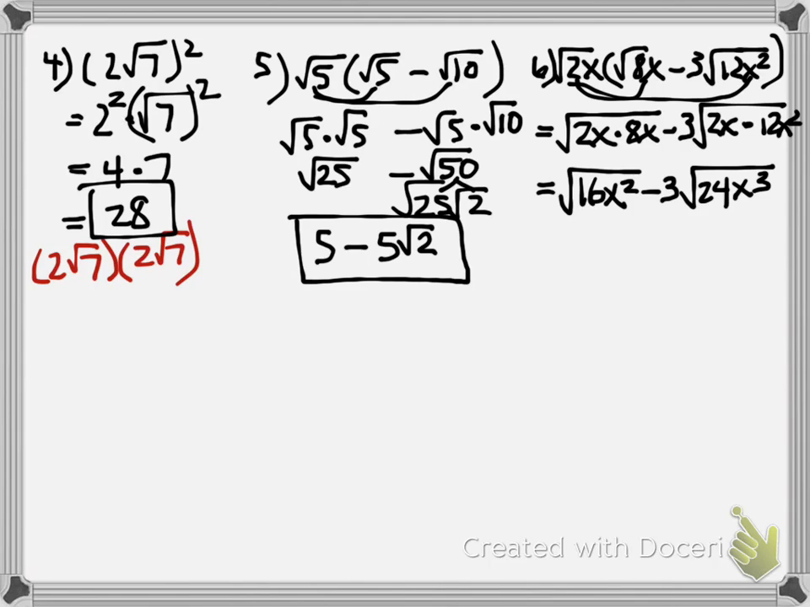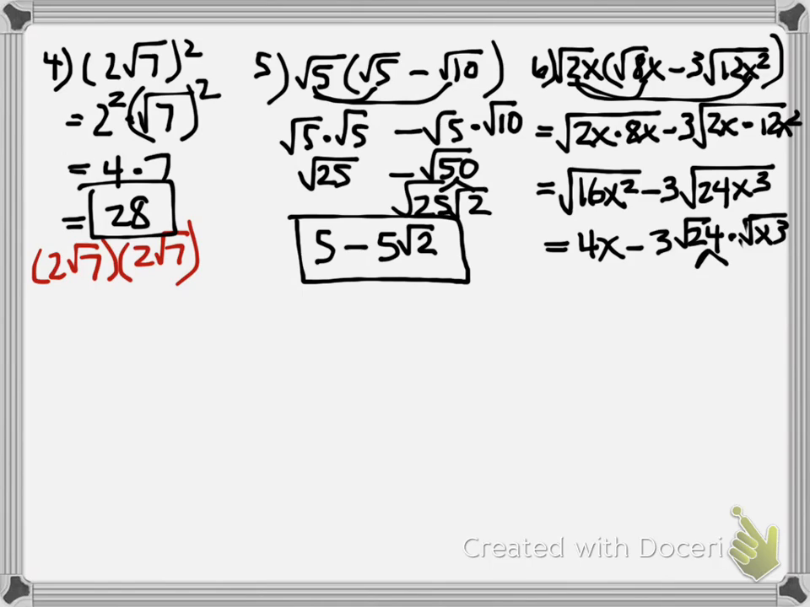Can I take the square root of 16x squared? Yeah, perfect squares. Square root of 16 is 4. Square root of x squared is x. And then minus 3. Ooh. Can I take the square root of 24? No. Can I take the square root of x cubed? No. Oops. Actually, I can't, of x cubed. Okay.